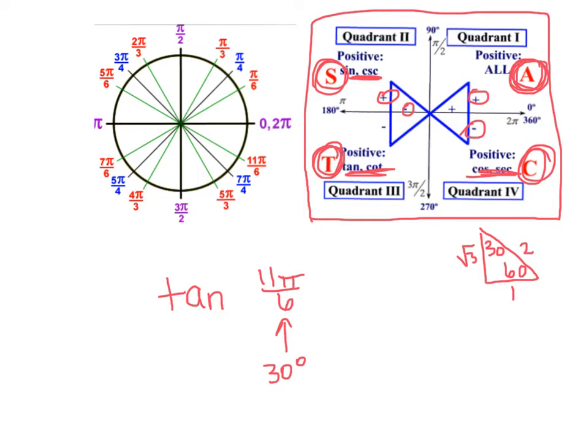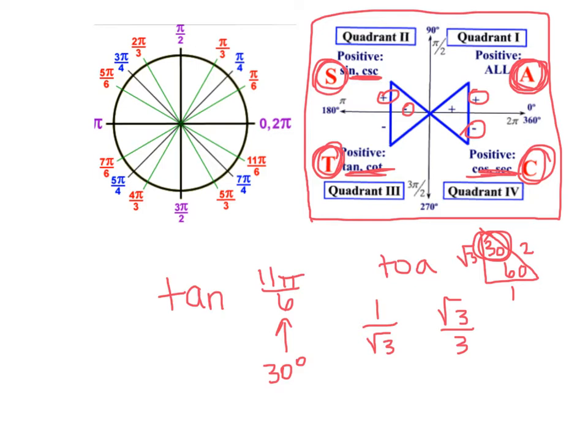So tangent, toa, is opposite. So we want to go opposite of the 30. That's a 1. And we want to go the adjacent. That's a √3. And so you can leave it like this, or you can simplify the radical, which is probably what you did last year. Either one of these, they're both okay.